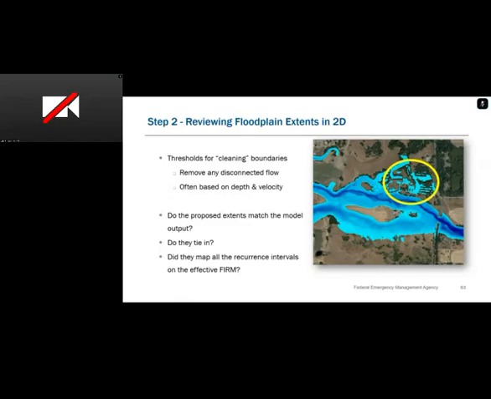Additionally, if you're reading through their narrative and they do not explain their process for how they cleaned and finalized, it's usually a fairly good indication that they didn't take that effort and that the floodplains you're looking at are likely not finalized. We also want to make sure that what they're proposing in all of their mapping actually matches the model and that they didn't maybe over clean or under clean. Then we'll check if they tie in and did they actually map all of the recurrence intervals that we see on the effective FIRM.